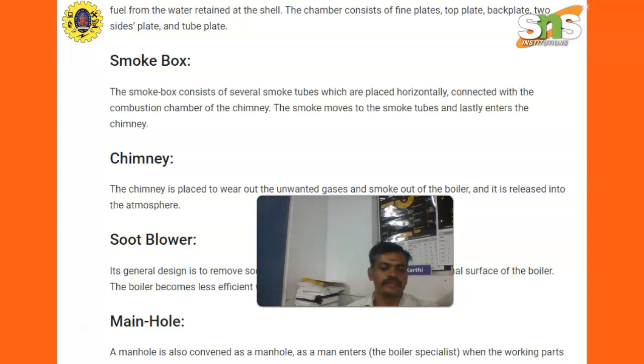Chute boiler. Its general design is to remove the soot which is deposited at the base of the internal surface of the boiler. The boiler becomes less efficient when the soot is not removed.